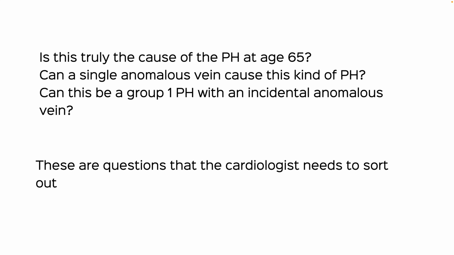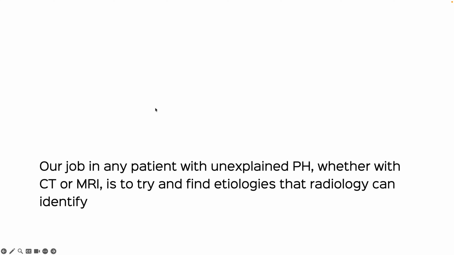Of course, the questions remain: can a single anomalous vein cause this kind of pH when there is no sinus venosus ASD? Can this be a group 1 pH with an incidental anomalous vein? All of these are questions that the cardiologist needs to sort out, but our job is done. That is, we found something, we've looked at the pH, we've identified, we've measured the ejection fractions, the volumes, etc., and that pretty much takes care of things.